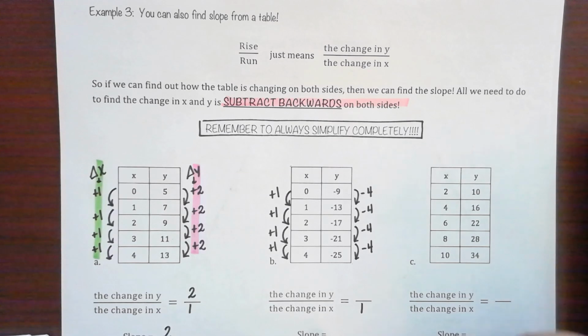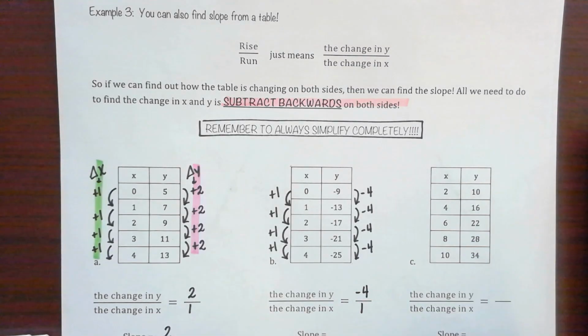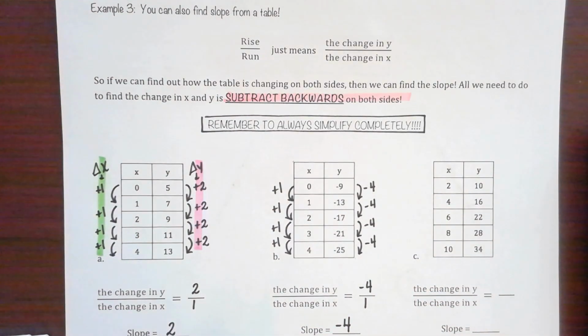So, what is my delta y? 4. So it goes on the top. Can negative 4 over 1 simplify into? Any questions there? Great, great, great. I forgot that.